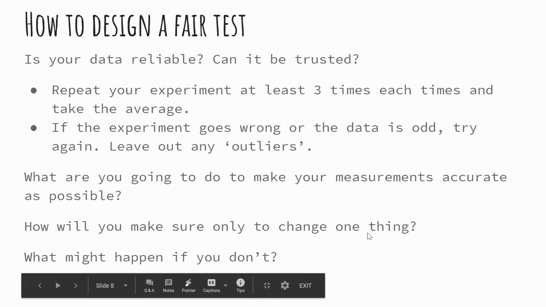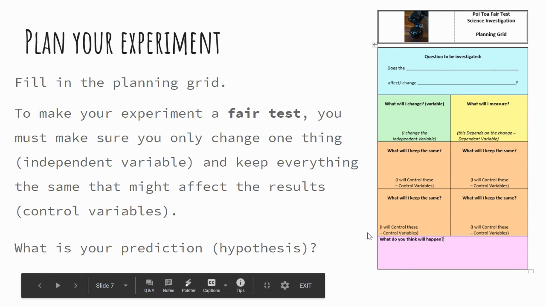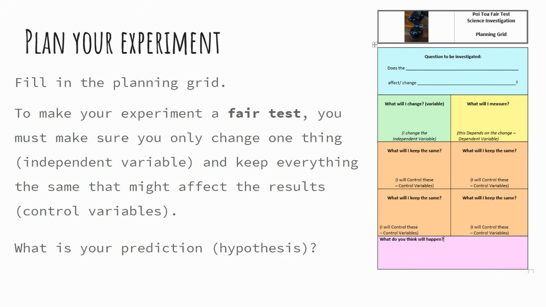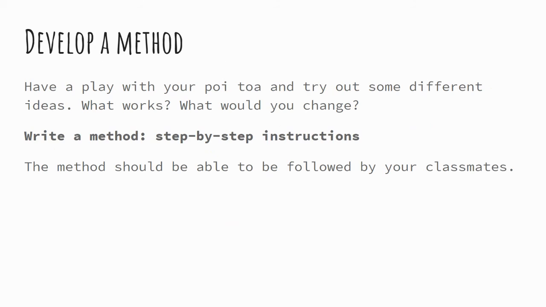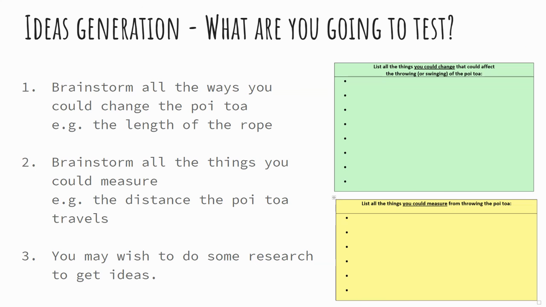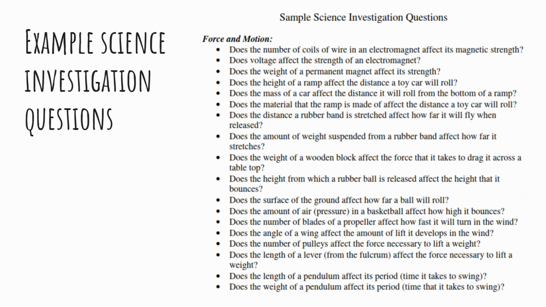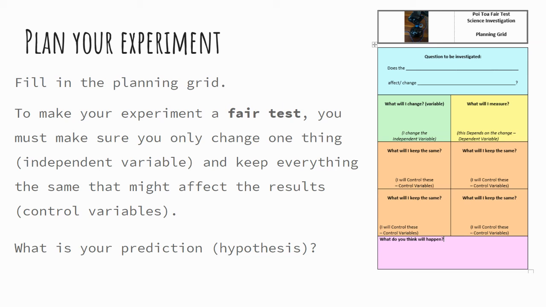So this is the end of the first video. And so I want you to go to Google Classroom and find the first assignment, which is to plan your experiment and fill in the 2 sheets. The first sheet looks like this with a green box and a yellow box. And the second sheet looks like this with the variables and the planning.